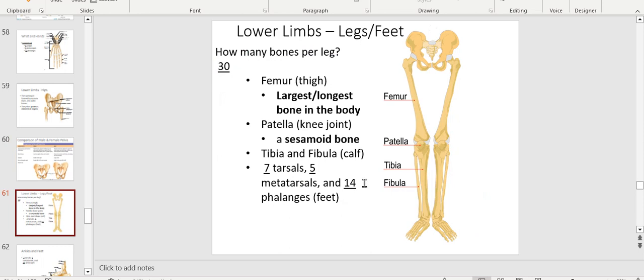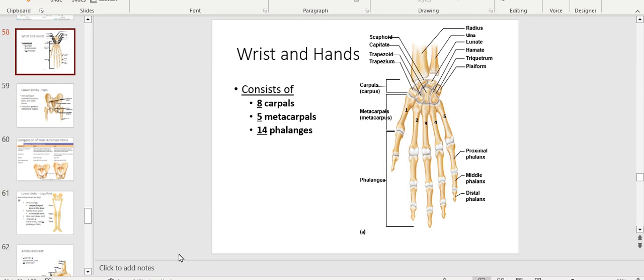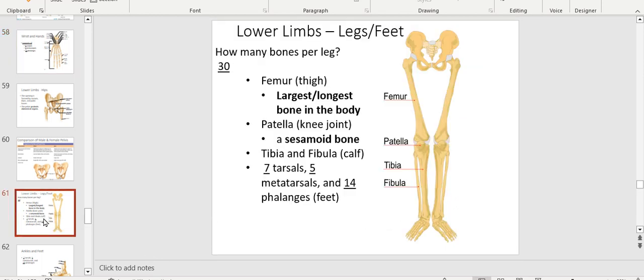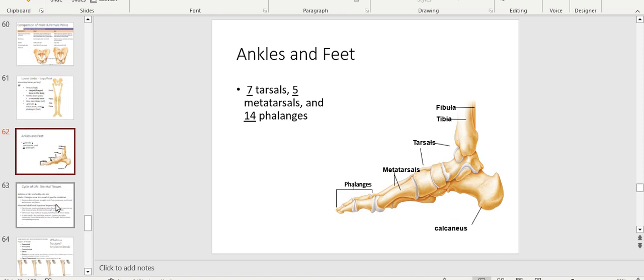How many bones per leg? There's 30. There's your pelvis, your femur, your patella, tibia, fibula. Then we're into the tarsals, metatarsals, and again the phalanges of the feet. You'll notice 14 phalanges of the feet, 14 phalanges of the hand. Very good.